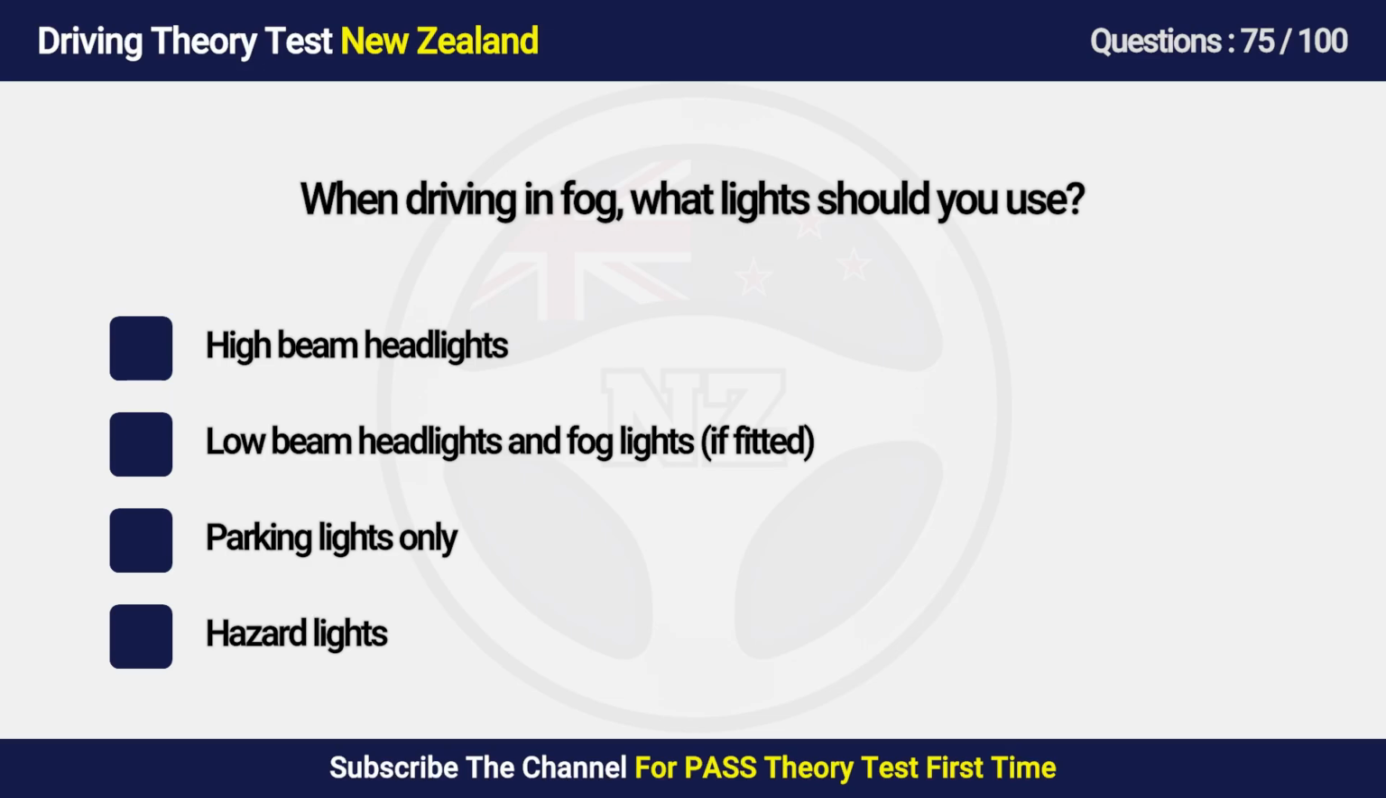Question 75. When driving in fog, what lights should you use? A. High beam headlights. B. Low beam headlights and fog lights if fitted. C. Parking lights only. D. Hazard lights.